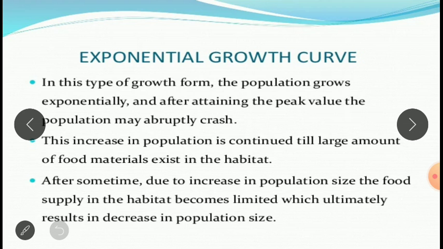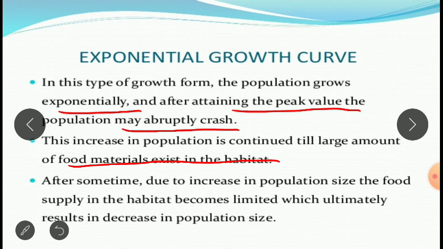In this type of growth form, the population grows exponentially. Exponentially itself means rapidly, without any checks, continuously increasing. After attaining a peak value, the population may abruptly crash. That means once it has reached a maximum level, it can crash, and all the population can suddenly disappear. This increase in population continues as long as a large amount of food material exists in the habitat.